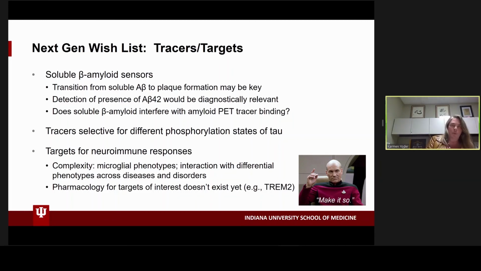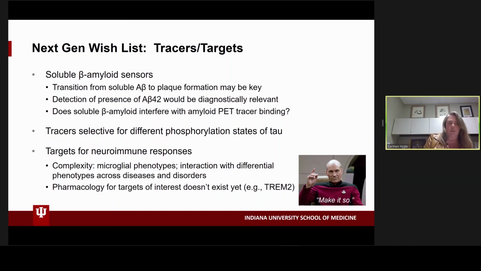The tracers that we have available to us for this now are suboptimal, but getting really good tracers is a very complex problem because there's multiple phenotypes of microglia, which are the primary targets of interest for this. And on top of the multiple phenotypes in microglia themselves, these phenotypes actually are divergent across different disease states. So you have an additional layer of complexity on top of that.